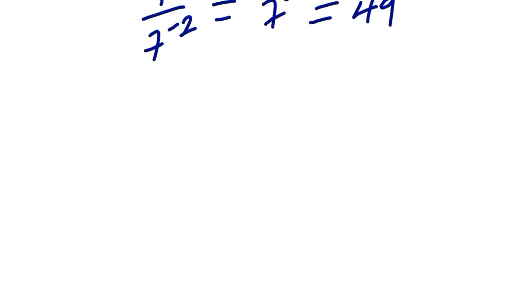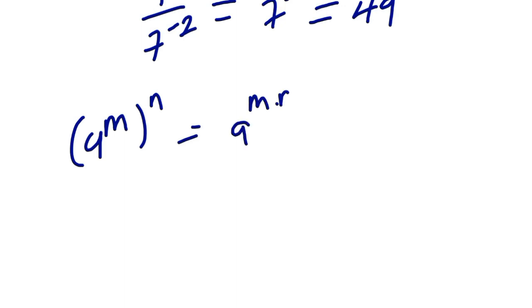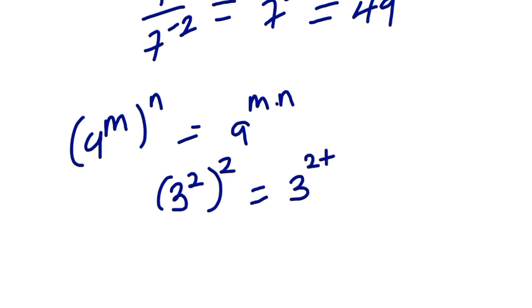Now the next law says that when you have a raised to the power of m all raised to the power of n, it is equal to a raised to the power of m multiplied by n. Now let's take for example, when you have 3 raised to the power of 2 all raised to the power of 2. Now this is equal to 3 raised to the power of 2 multiplied by 2, which is equal to 3 raised to the power of 4. 3 raised to the power of 4 will give us 81.